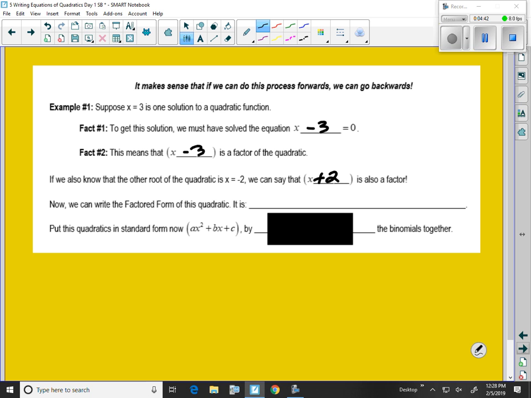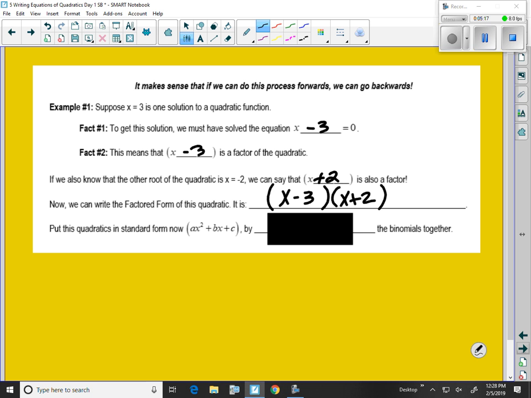Okay, so now, this is new. Okay, we can write the factored form. Again, what does it mean to have a factor? Parentheses. So we can write the factored form of this quadratic. And you can probably guess what that's going to look like. A factored form is both factors put together. Okay, so we would take our x minus 3 and our x plus 2. That is the factored form of this quadratic.